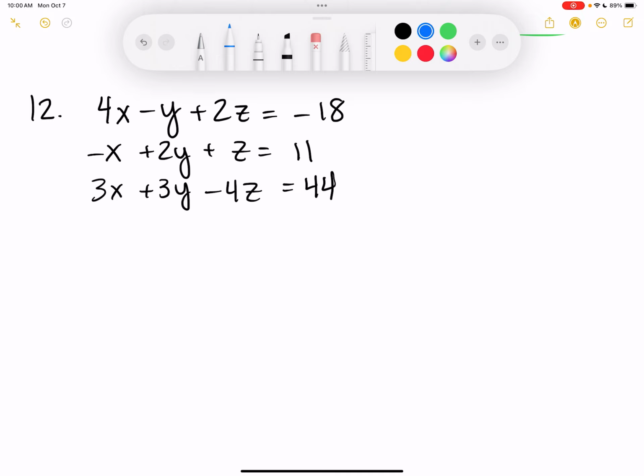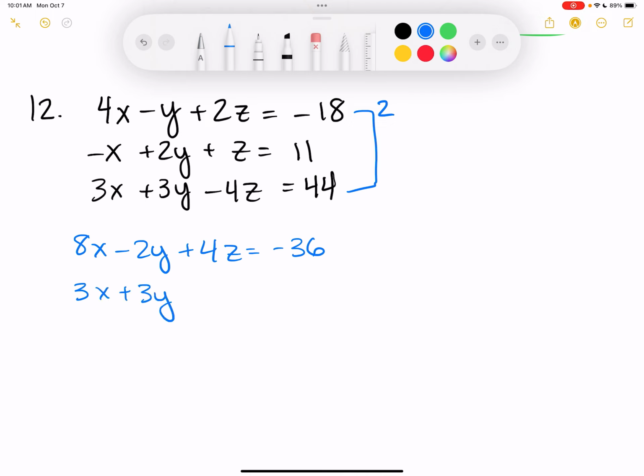Yeah. So, which equation should I do? I would say the first and the last one seem the easiest to me. Like I would multiply the top one by 2. All right, first and last one, top one by 2. So when I do that, I'm going to have 8x minus 2y plus 4z equals negative 36. And then 3x plus 3y minus 4z equals 44.